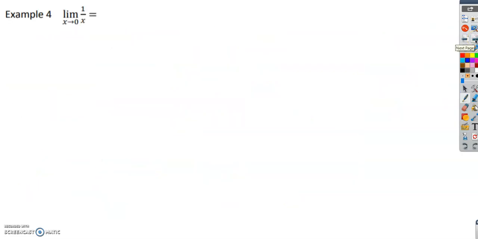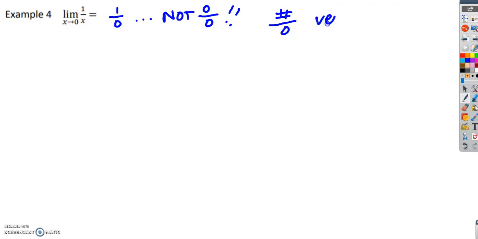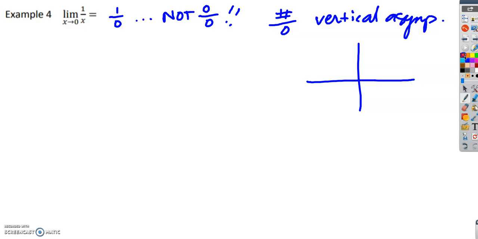Okay, in example 4, immediately I should plug in my value and I get 1 over 0. Now, this is different. This is not 0 over 0. 0 over 0 would let us know that there's something we can do to simplify, but whenever you end up with some number over 0, you can't cancel the 0 out. So that means that there's technically a vertical asymptote, and that means that my graph looks something like this with that little vertical asymptote here.